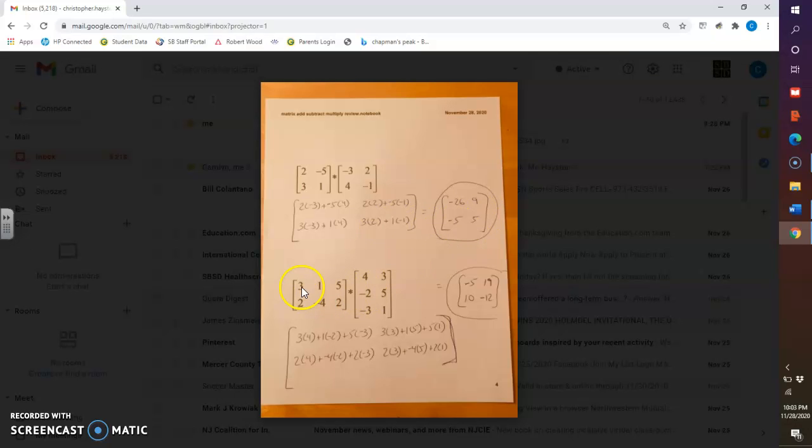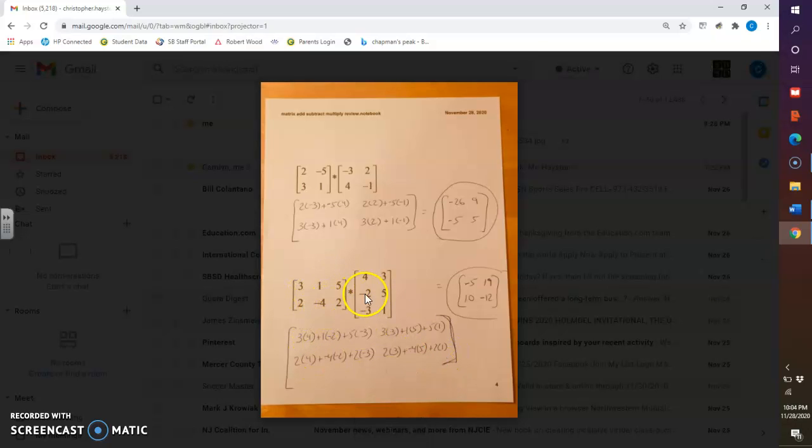When you have matrices that are 2 by 3 times 3 by 2, you're going to get a 2 by 2 answer. It's row times each column. 3 times 4, 1 times negative 2, 5 times negative 3. 3 times 3, 1 times 5, 5 times 1. That's your first row. Then I take my second row, and that creates the second row of my answer.